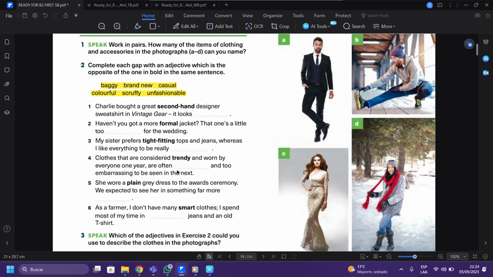Number 4. Clothes that are considered trendy and worn by everyone in one year are often unfashionable. What is the opposite of trendy? Unfashionable. Yes, unfashionable.